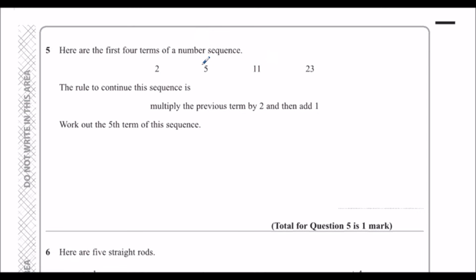2 5s are 10, plus 1 is 11. The third term is 11. And so on. So we want the 5th term. So the 4th term is 23. So we need to do 23 times 2 and then add 1. Double 23, that's 46. 1 more than 46, 47. So the 5th term is 47.